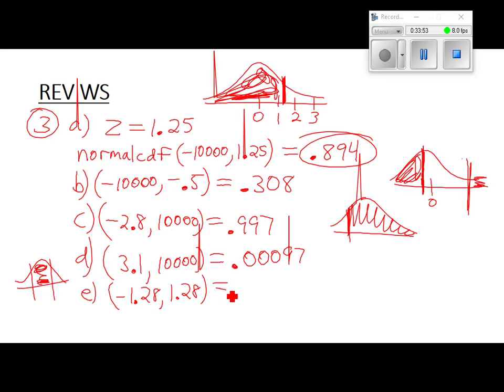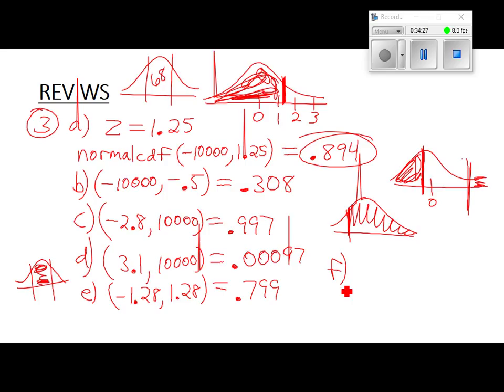0.799. Before we even do that, what's the area between negative 1 standard deviation and positive 1 standard deviation? You guys told me a few minutes ago what percent's between those two. 68. So ours should be a little higher than that, right? Would you say it was, Lucas? 0.799. Is that a little higher than 68%? Yeah. Can always make sure that your answer makes sense.